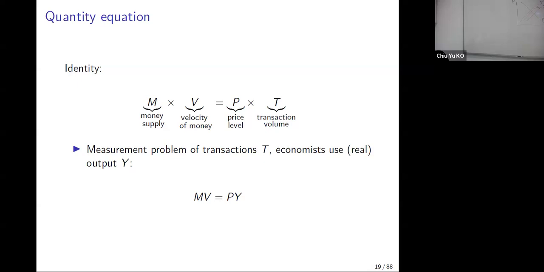And in general, we can't say how many transactions you do, so usually we replace T by Y. So this is the total money value of the product you produce in the economy, which would be equal to how much you transact: the money stock you have, the money supply, times how fast the money circulates in the economy. So that will be the central formula for the quantity equation.